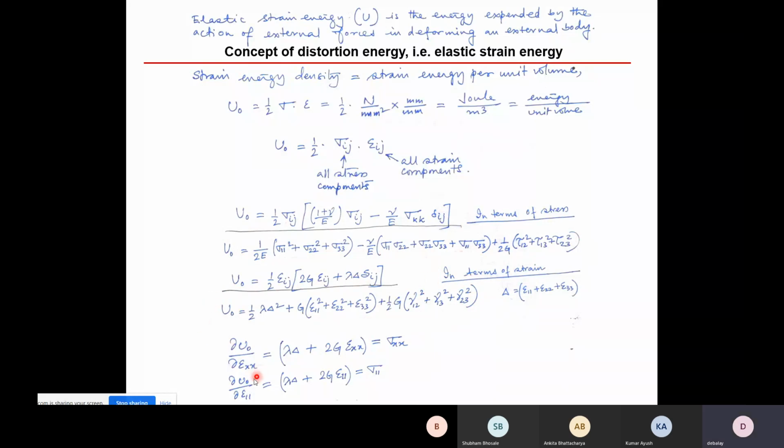And as I said, if you do the derivative with respect to epsilon xx, you will get the corresponding stress term, and vice versa. So for distortion energy, you need to have an understanding for the generalized condition, because uniaxial tension is the most simple condition, whereas any complex loading can be represented by the stress tensor and strain tensor.